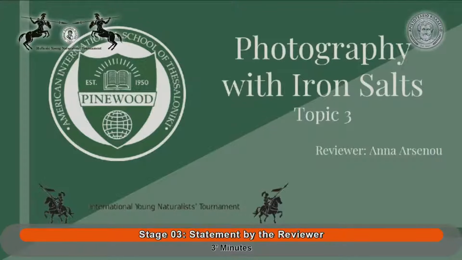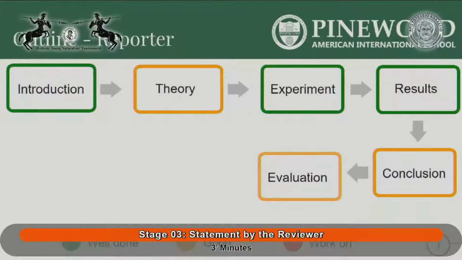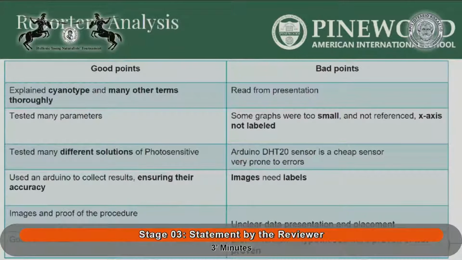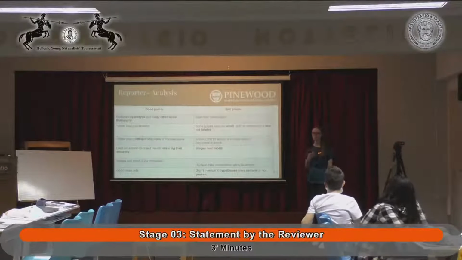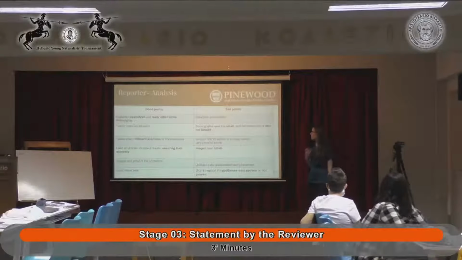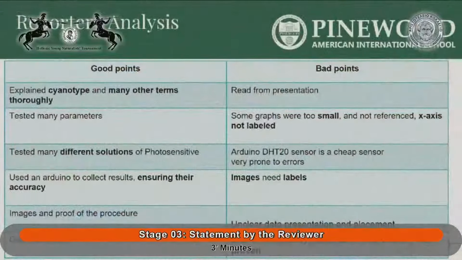Hello everyone, my name is Anna Alessandro and today I'm going to be the reviewer for the topic photography with iron salts. So here is an outline for the reporter. First of all, he explains many terms such as the cyanotype very well and thoroughly. He tested many parameters and he had many experiments. He used an Arduino to collect his results, which was accurate, but they do sometimes tend to lead to inaccuracies. He had many images of all of his prints, and that was good because it helped us understand and it also showed that he did the experiment.